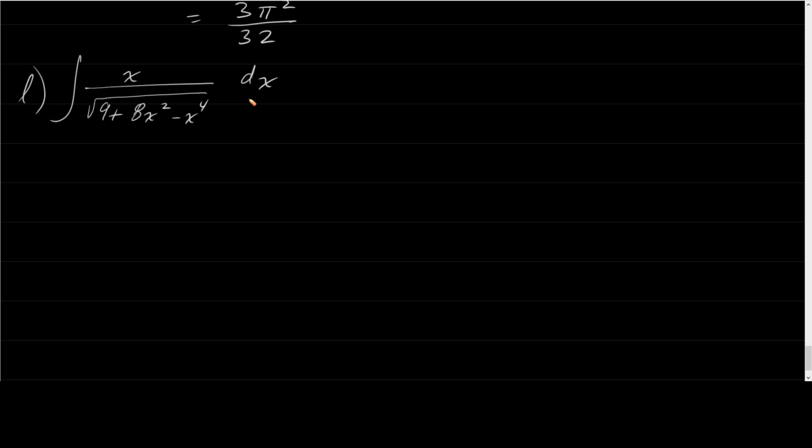The very first thing that I see there is we don't have a quadratic in the denominator inside the square root, which is different than all of the other examples we were just doing, because they all had a quadratic in the denominator somewhere.